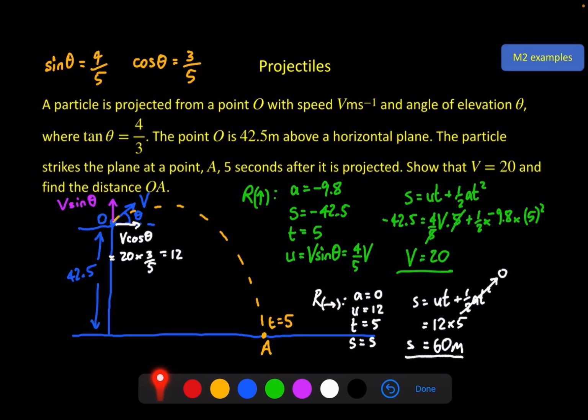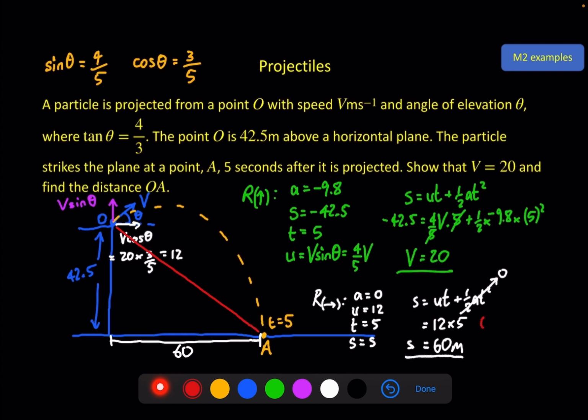Now I have to admit that I have fallen into a classic mistake and finished the question before it was really finished. I was so focused on getting to this point here that I neglected to realize that this is not what the question is asking me to do. That is this distance here, the horizontal displacement, but what the question is actually asking is the distance from O to A, this diagonal distance in red.